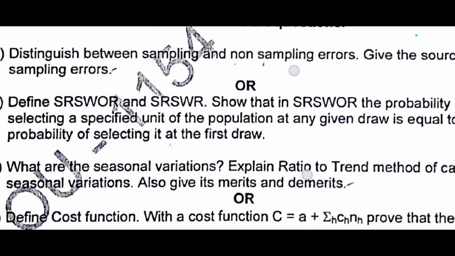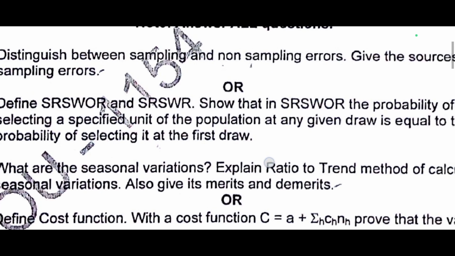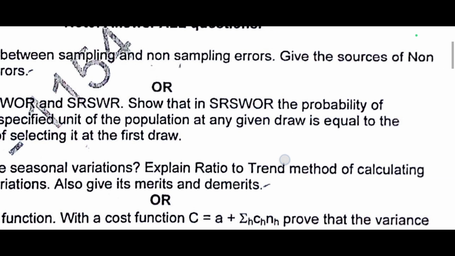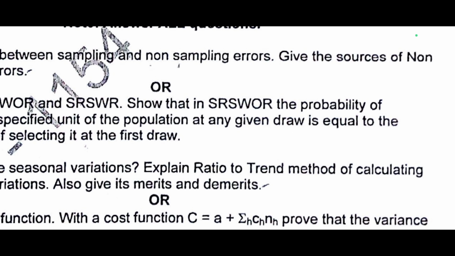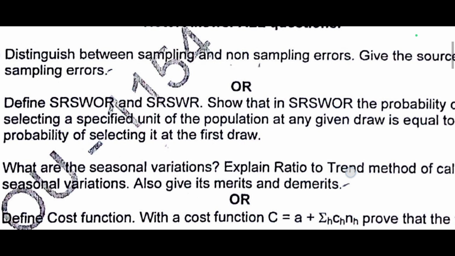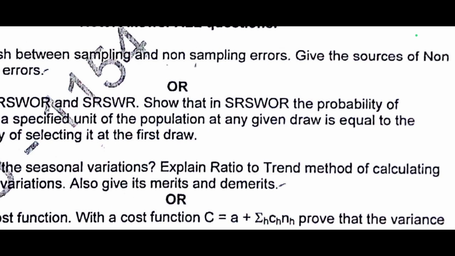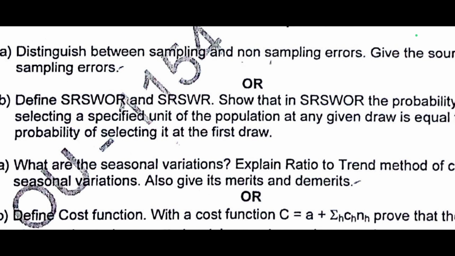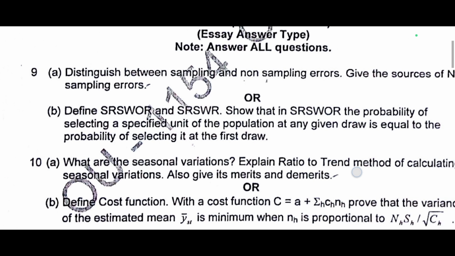Next, define SRSWR and SRSWOR: simple random sampling with replacement and without replacement. Show that in a SRSWR the probability of selecting a specified unit of the population at any given draw is equal to the probability of selecting it at the first draw. This is also a very important theorem.